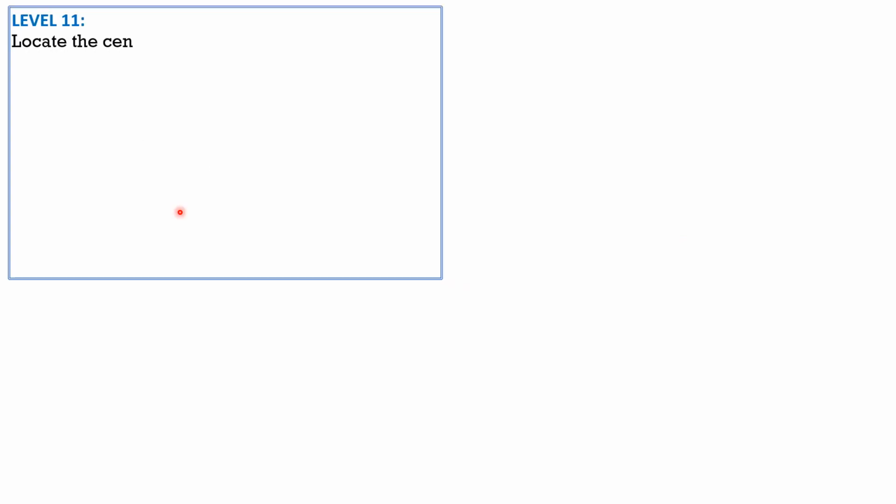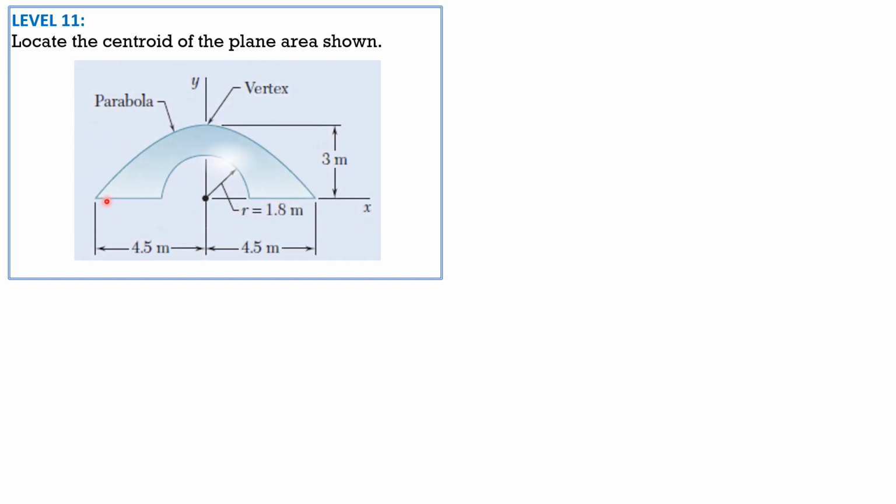So, level 11 problem: locate the centroid of the plane area shown. It consists of a parabola, less this semicircle here. So I'll just use the principle on composite areas. By symmetry, x bar is 0, so that's why we know already that x bar is 0. So we need only y bar.